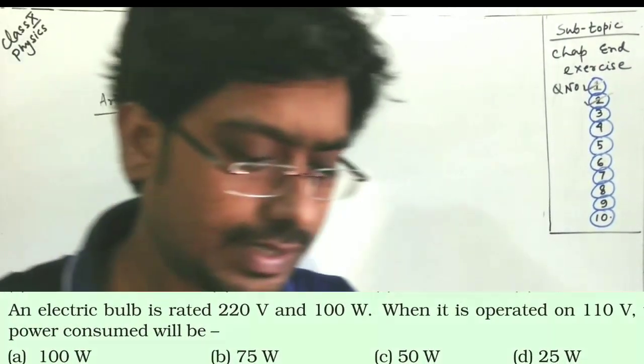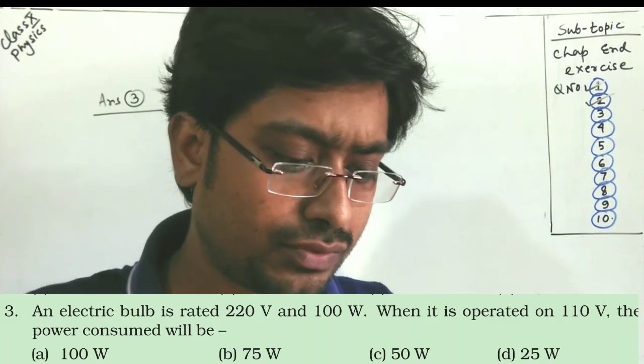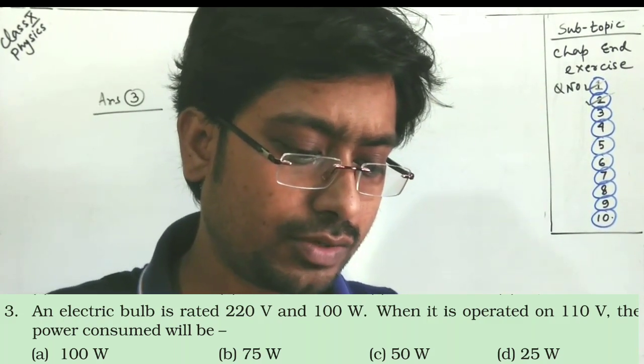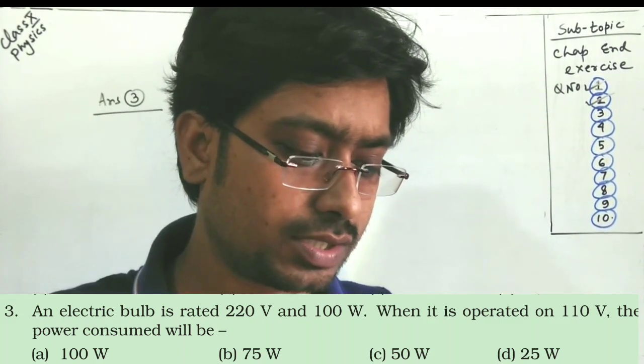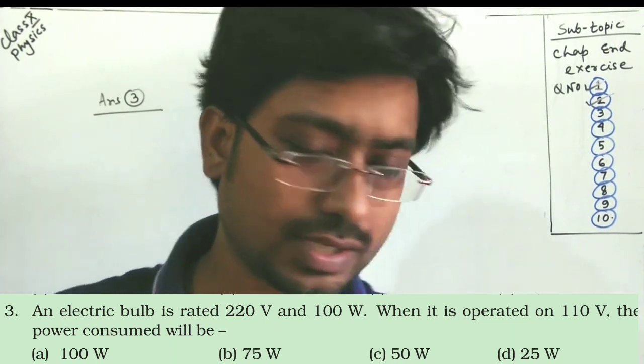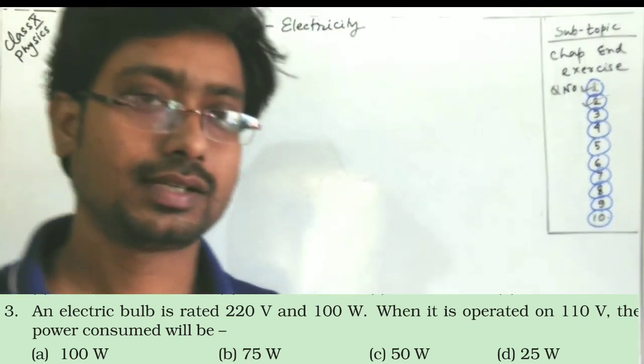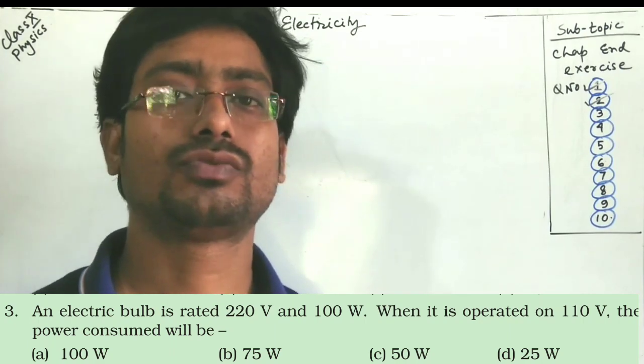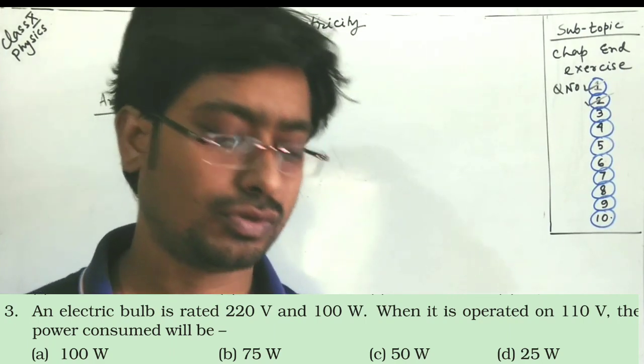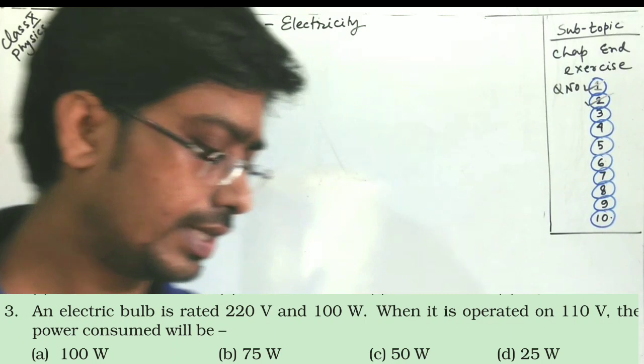Now the question is: an electric bulb is rated 220 volt, 100 watt, and when it is operated on 110 volt, the power consumed will be what? 4 options are given, and remember one thing, that the bulb has a particular resistance. So find it out first. So only one relation for that will be, so what is given here?